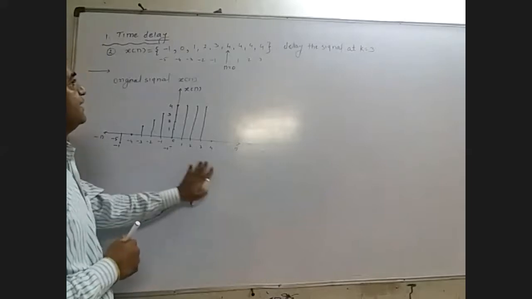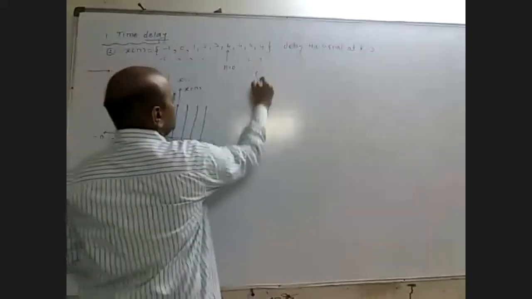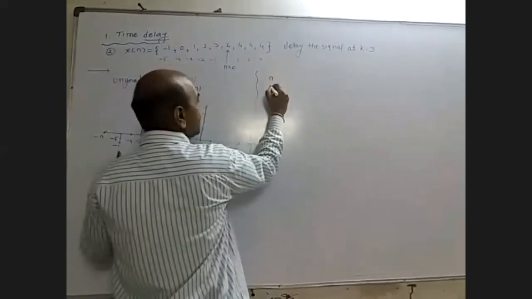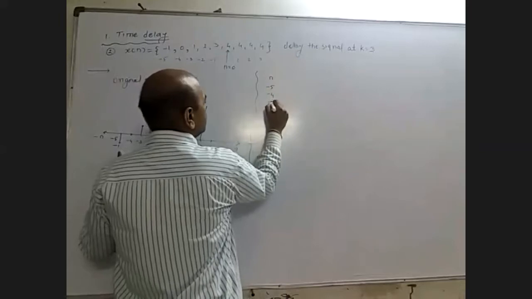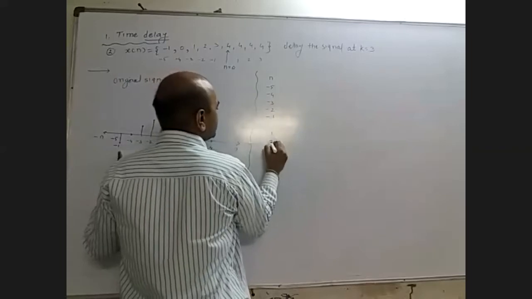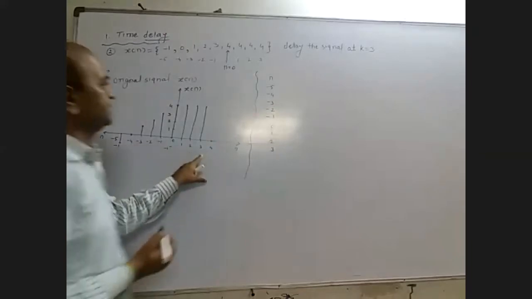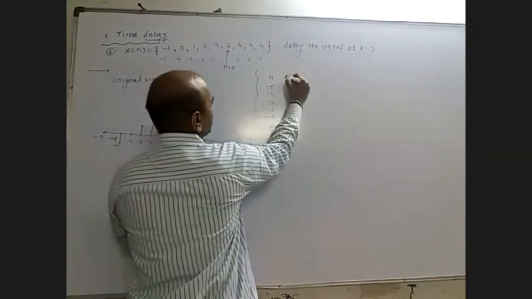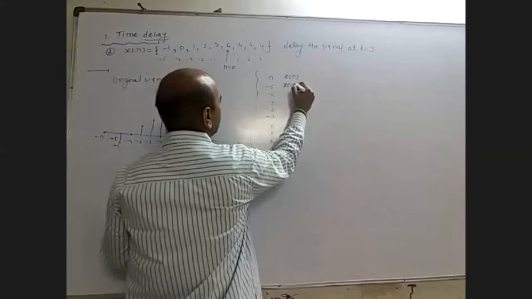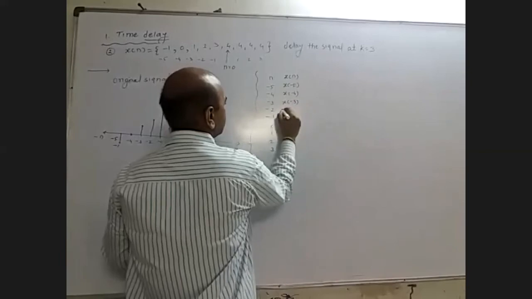Now we go for the delaying. How much delay is given? K is equal to 3. Now here we will find the calculation. I write here n: n is equal to -5, -4, -3, -2, -1, 0, 1, 2, and 3. Similarly, I write here x of n: x of -5, x of -4, x of -3, x of -2.